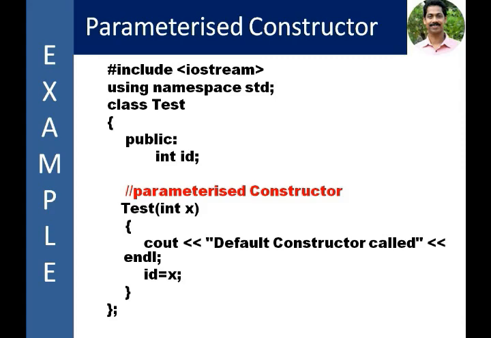Cout "parameterized constructor is called", that is just for printing during the runtime, which shows the parameterized constructor is called automatically, that's all. Then id equal to x. See, this statement assigns the parameter value x into the member variable id. So we can send a value from the main program to this parameter x, and that x will be used to initialize the value of this member variable id. Then end of the parameterized constructor, then end of the class.